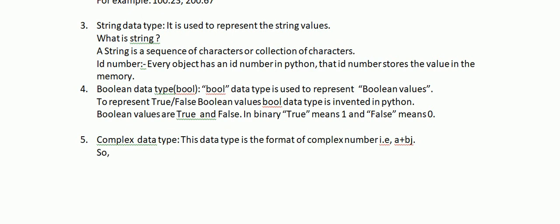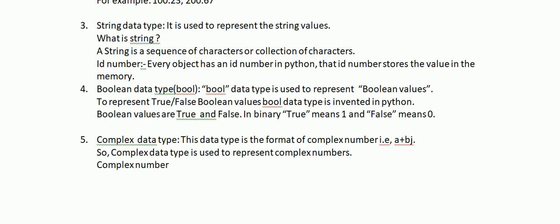So complex data type is used to represent complex numbers, and a complex number is represented diagrammatically as follows. So what is this?